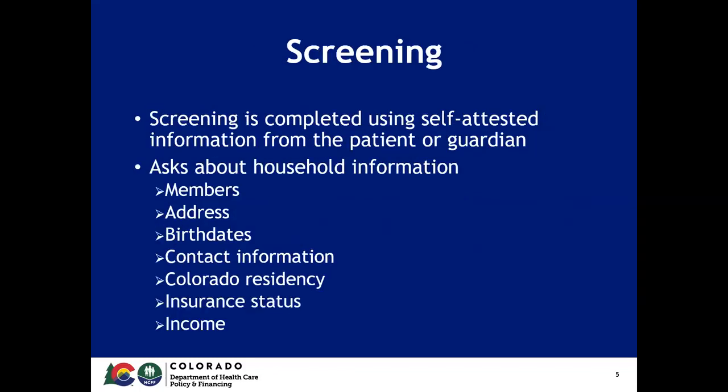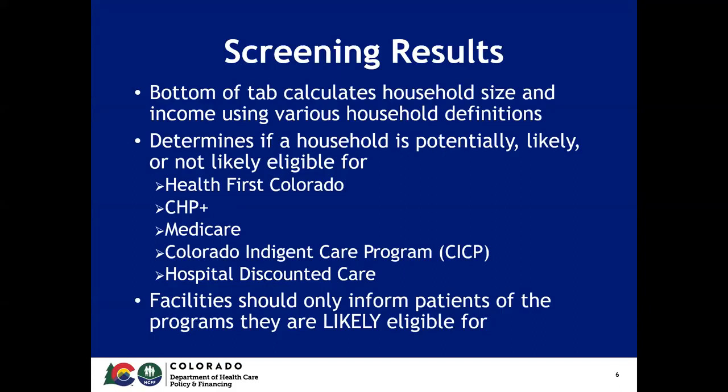The screening for discounted care is completed using the self-attested information from the patient or the guardian on the very first tab in the uniform application. That screening asks about household information, including household members, the household address, birth dates, contact information, Colorado residency, insurance status, and income. At the bottom of that first tab, it will calculate the household size and income using various household definitions.